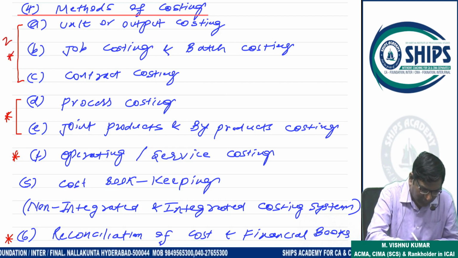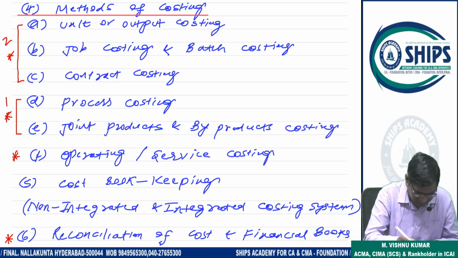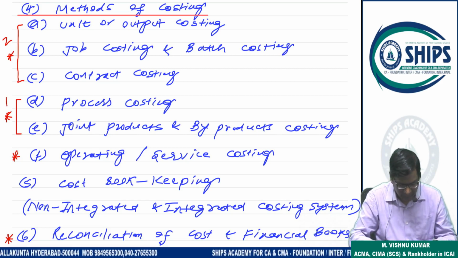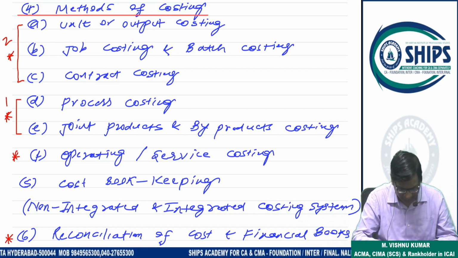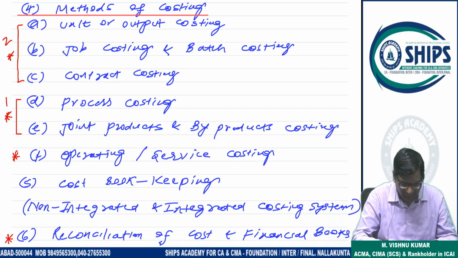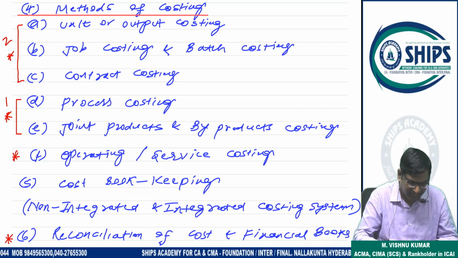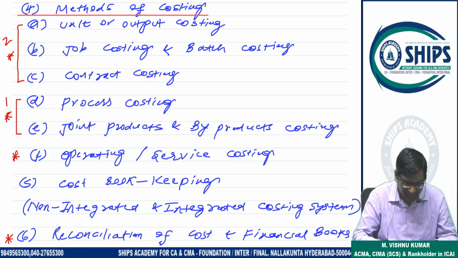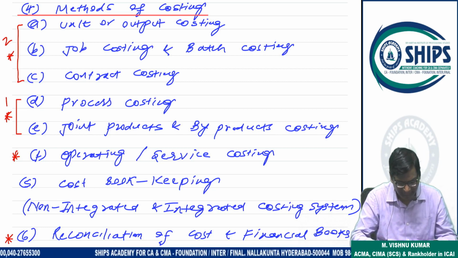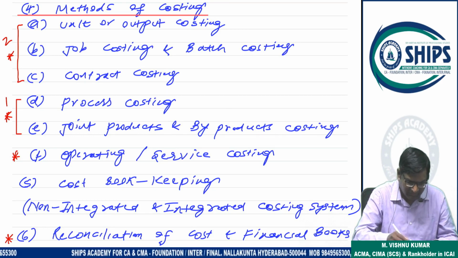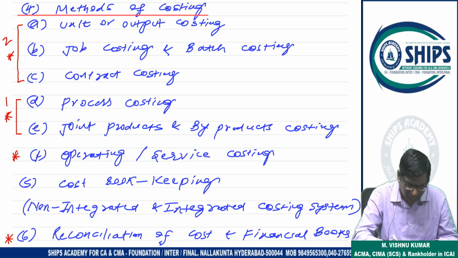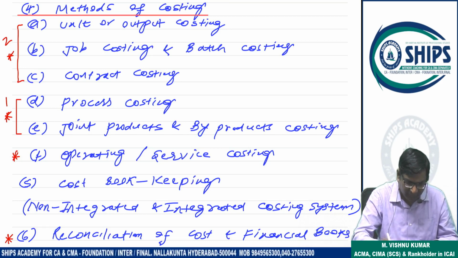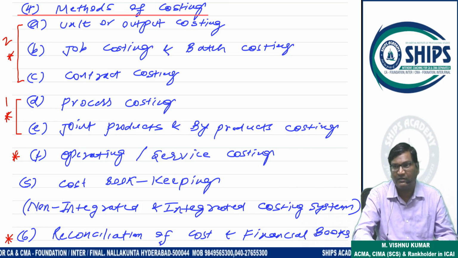From these three, two will be tested, and from these two, any one will be tested. So that can be any combination, either process or joint product, or sometimes by-products. If joint product is given, a process costing question will not be given. Suppose in MCQ process costing is tested, then in descriptive they will test joint product or by-product, or vice versa.